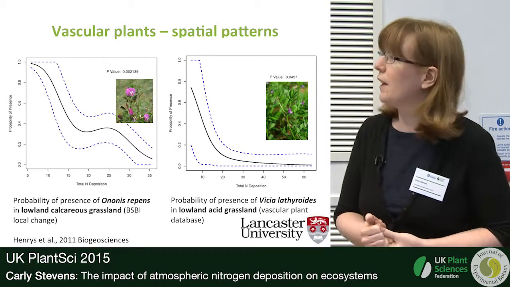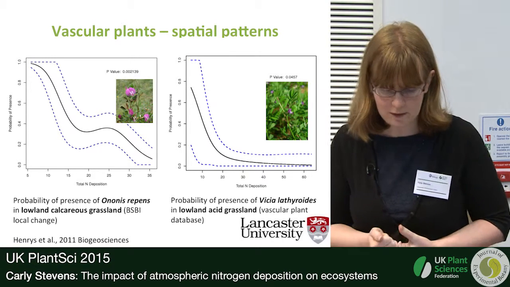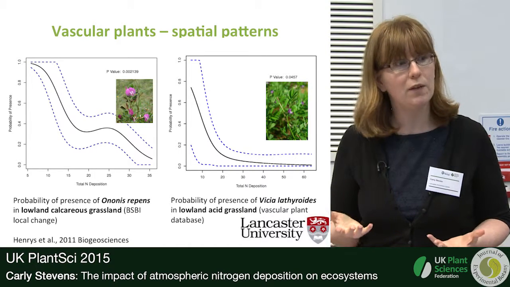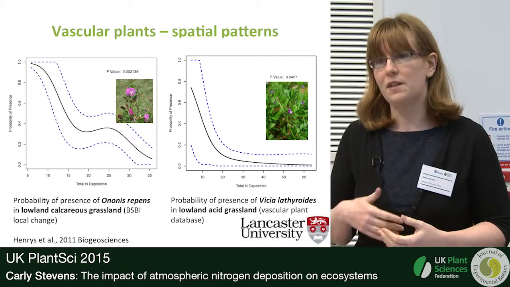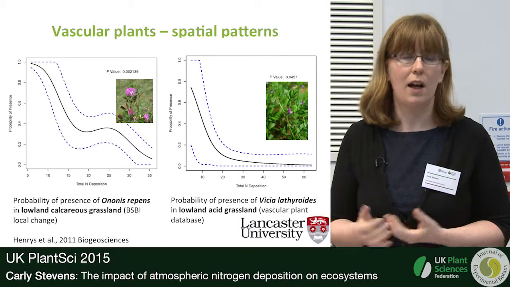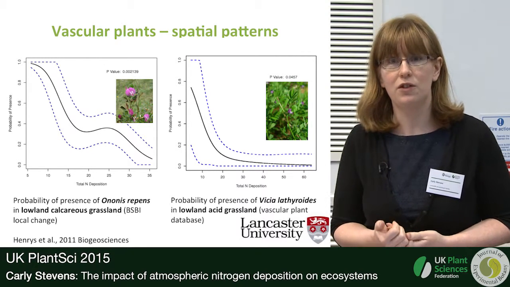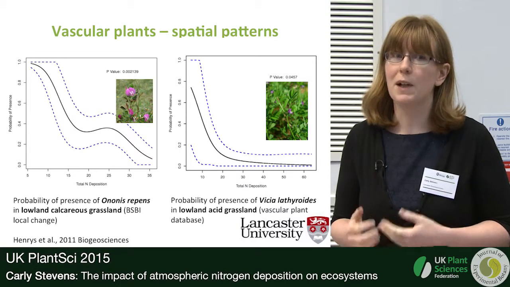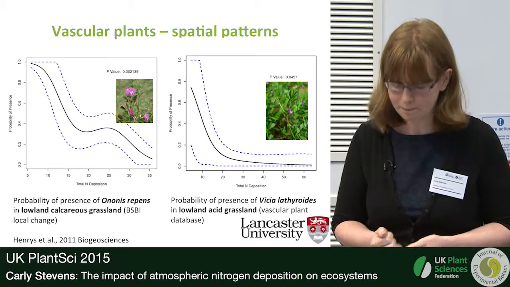So I've just picked out two examples here from calcareous and acid grassland, Ononis repens and Vicia lathyroides. Of course, both of these are leguminous species, and we think that as nitrogen levels increase, basically they're losing their competitive advantage and potentially forming less associations. But we haven't investigated the physiology of why this is changing at all.